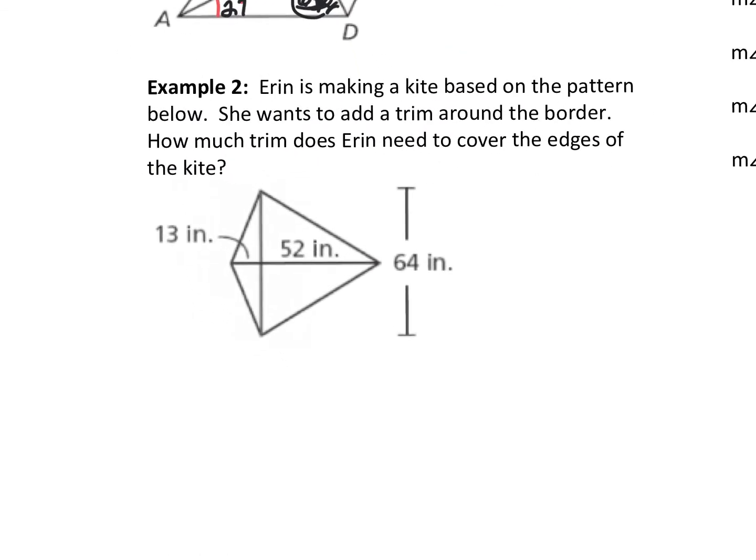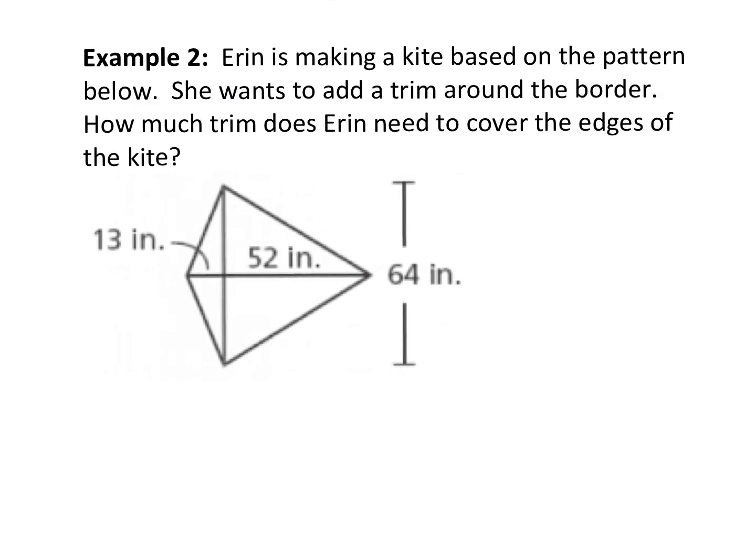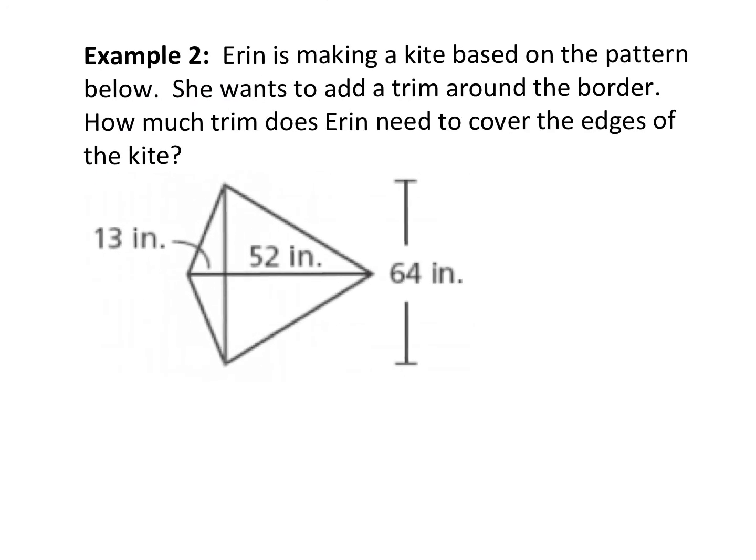For the next example, Erin is making a kite based on the pattern below. She wants to add a trim around the border. How much trim does Erin need to cover the edges of the kite? Okay, well, we know that we want the perimeter because we're looking for the edges of the kite, so that would be the perimeter.